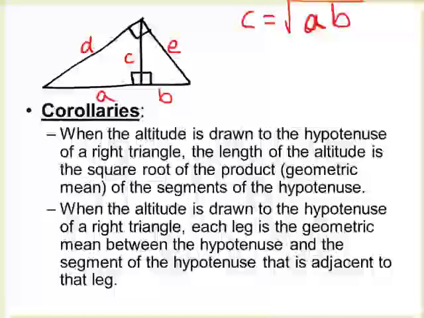The second corollary says, when we draw this picture, each leg, and that means the legs of the original one, so like D is a leg, is equal to the geometric mean, so that means square root of the product, of the hypotenuse. That means that whole original hypotenuse. So that would be A plus B, that whole bottom piece. And the segment of the hypotenuse, or the broken piece, that is adjacent or close to it. So what part is close to D that's on that hypotenuse?